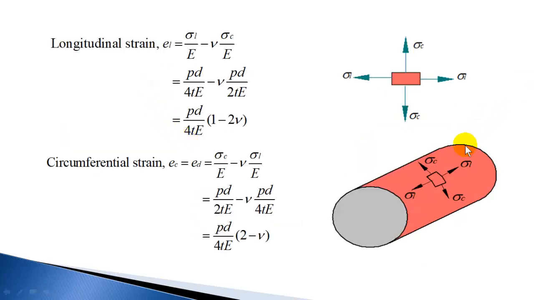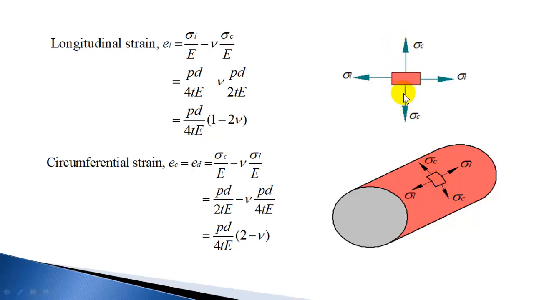Now the stresses are acting like this. Sigma c, the hoop stress or circumferential stress, is acting like this. Sigma L is acting along the longitudinal direction. I just put sigma L along the x-axis and sigma c along the y-axis. This element I have shown here, but I have straightened it and shown. So sigma L along the length, this is the x-axis, and in the perpendicular direction you have sigma c.